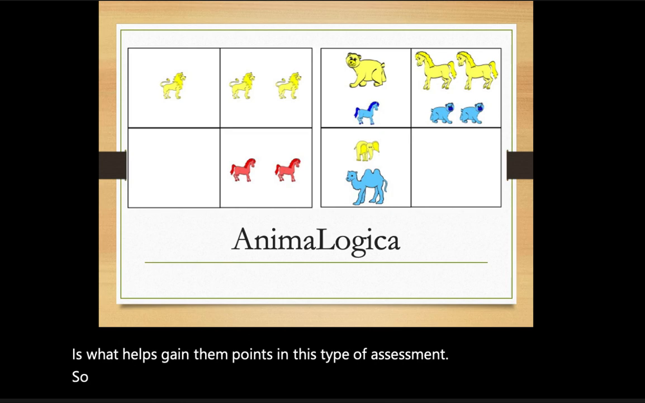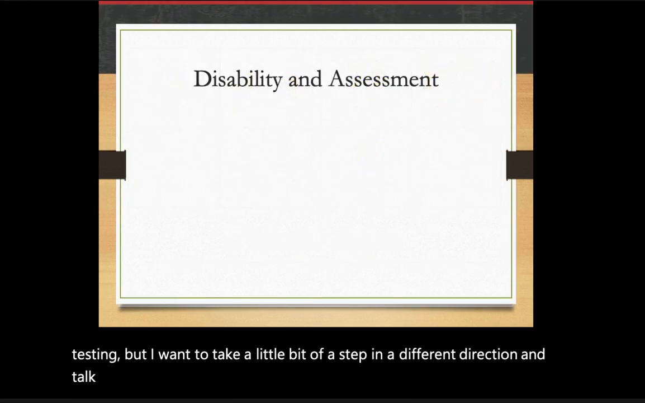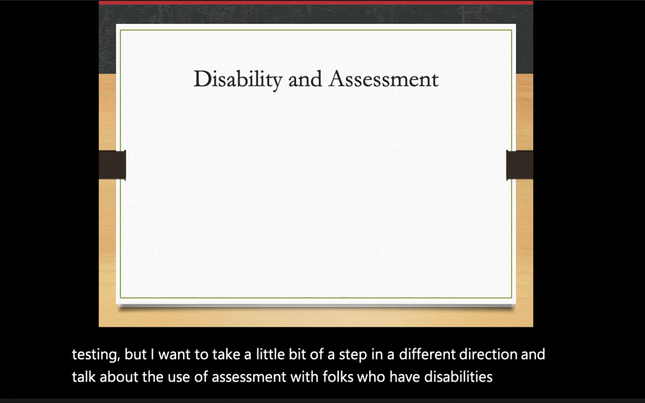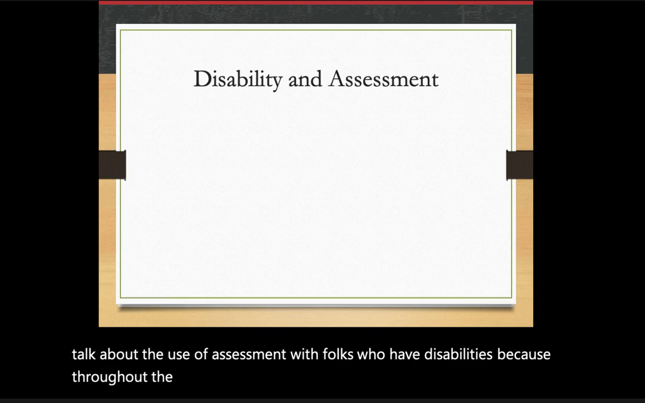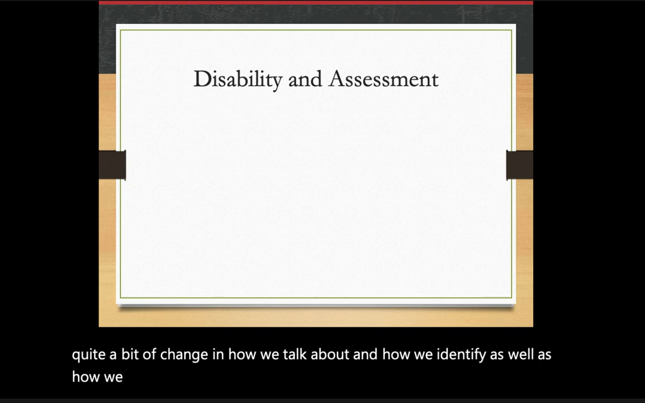So we've talked about culture fair tests and we've talked about dynamic testing, but I want to take a little bit of a step in a different direction and talk about the use of assessment with folks who have disabilities. Because throughout the United States for the last 100 plus years, we have seen quite a bit of change in how we talk about and how we identify, as well as how we accommodate disabilities. And I want to go through a little bit of that history with y'all.